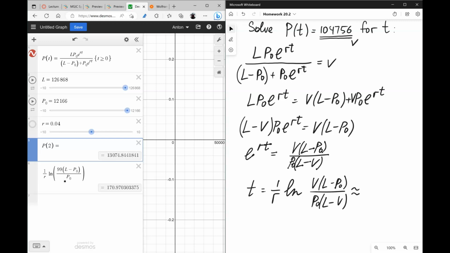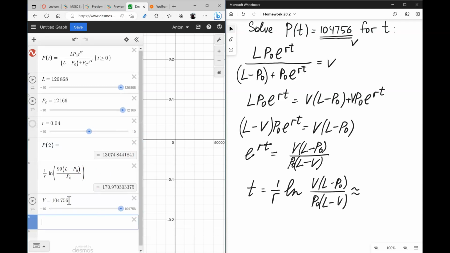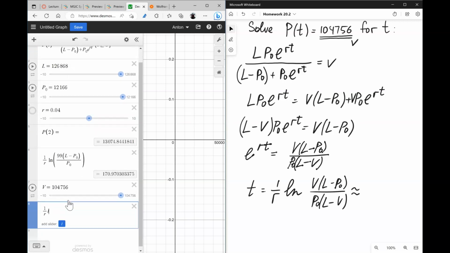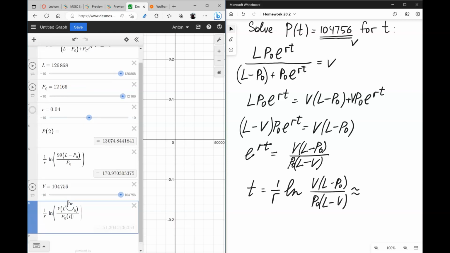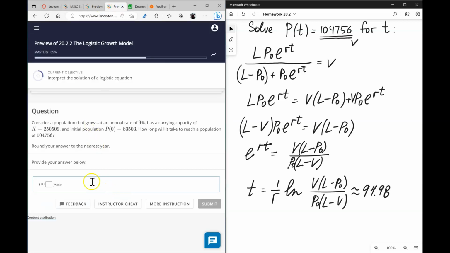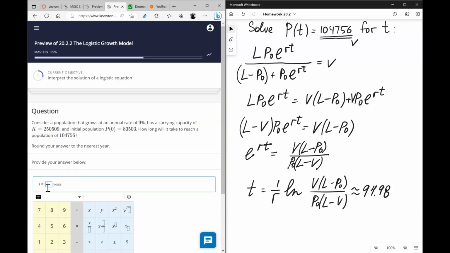Honestly, I would rather just plug it in as a formula. So let's just type V is equal to 104,756, and we got this formula 1 over r ln of V times L minus P0 divided by P0 times L minus V. It's a pretty good looking formula. And what's the rounding instructions? Nearest year, so the answer is 95.